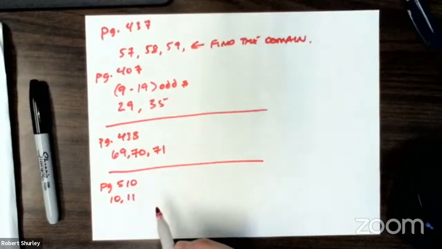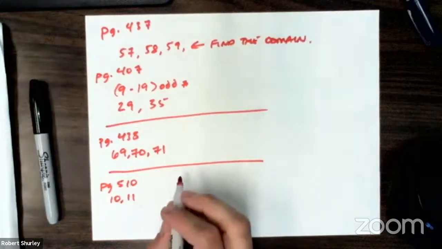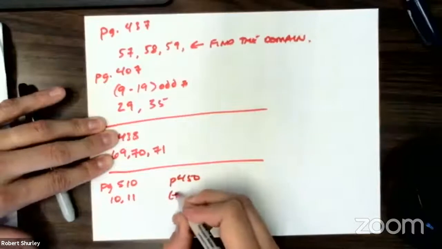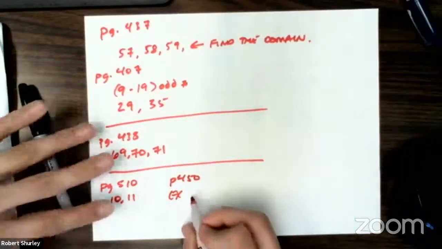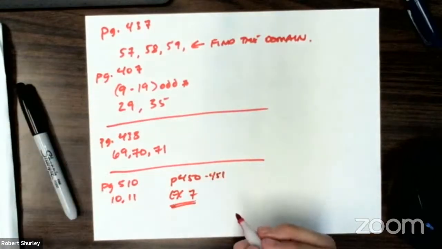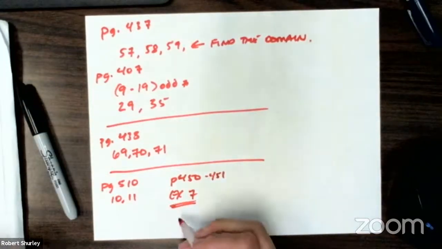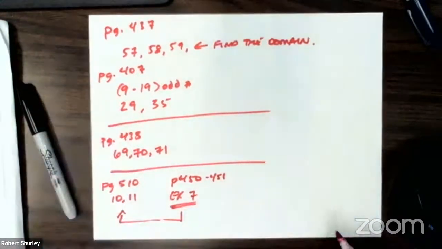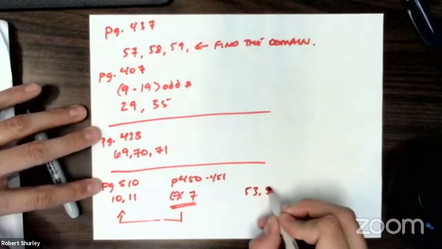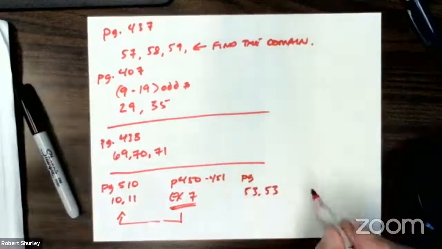So this is for 4.1. On page 450, there's an example, Example 7, at the bottom of the page. It really goes from 450 to 451. I would look at that example. That's a good example of what might be on the test, and it mimics a lot of 10 and 11 there. And then numbers 53 and 55, on page 452.